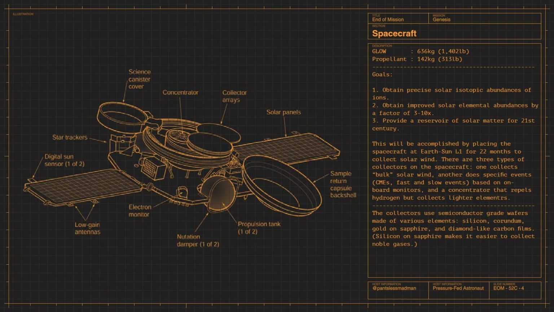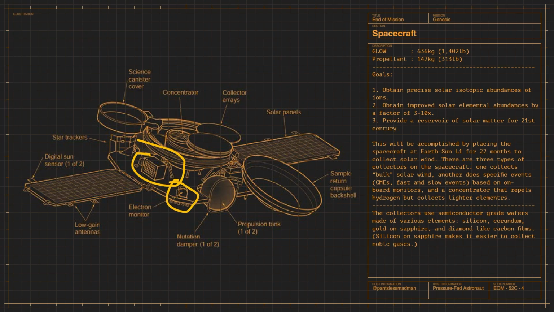Right, okay. And there's 2 onboard monitors. The electron monitor, which is this box here. And then there's a solar monitor, like here. So we'll move the concentrator out to actually collect dust and solar particles. And then there's a concentrator here, which is looking for hydrogen. It repels hydrogen, but it collects the lighter elements.